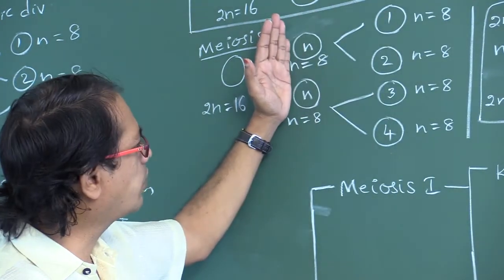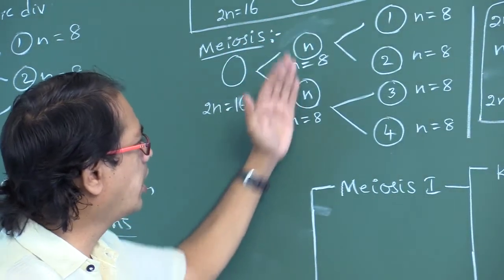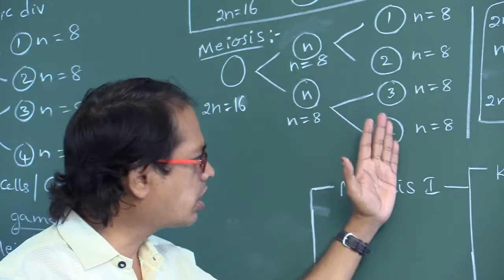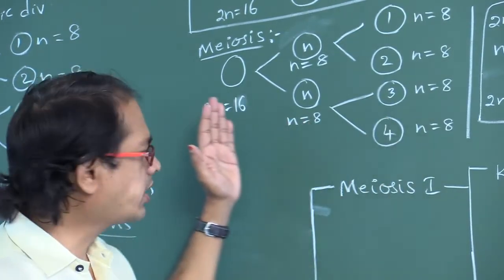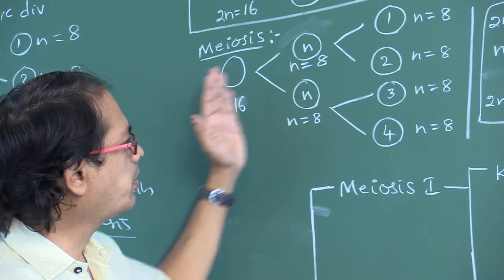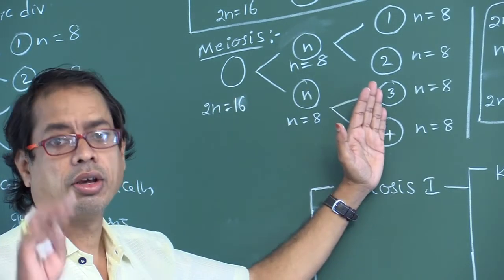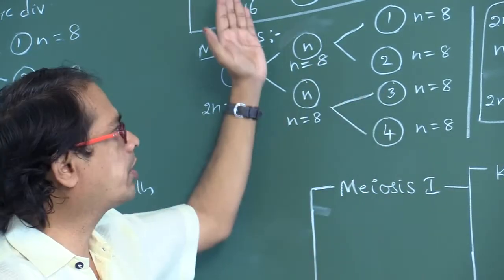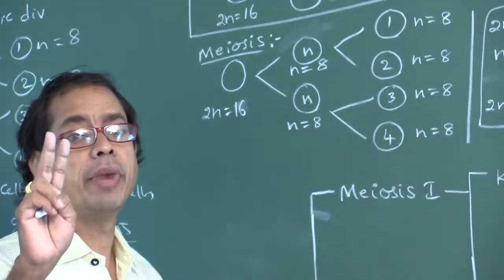At the end of meiosis 1, 2 daughter cells are formed. At the end of meiosis 2, 4 daughter cells are formed. So one cell becoming 4 cells means meiosis. One cell becoming 2 cells means mitosis.